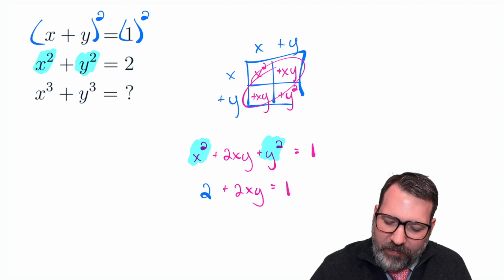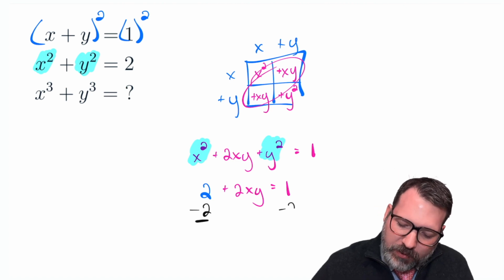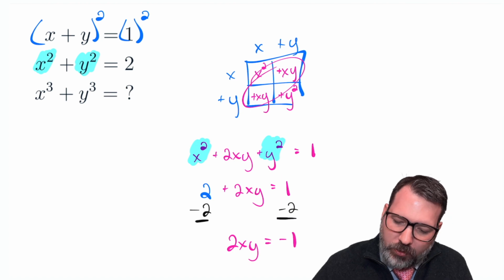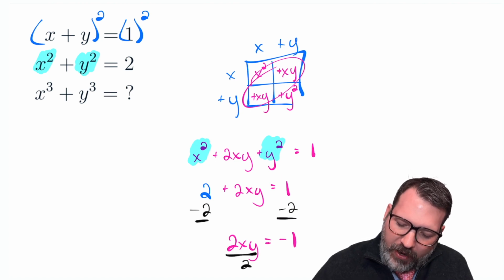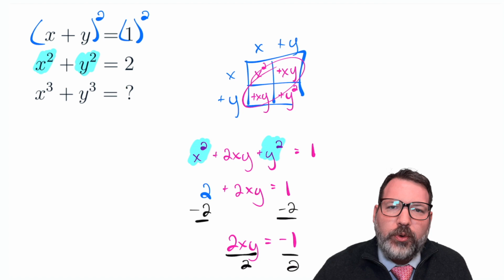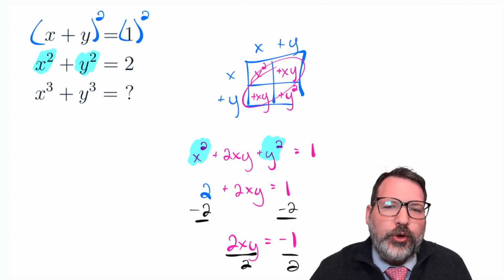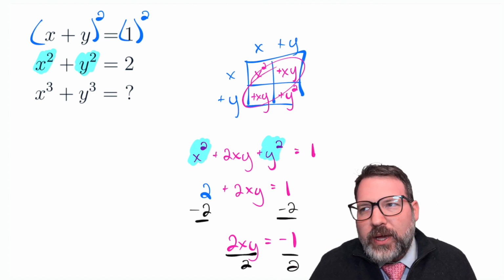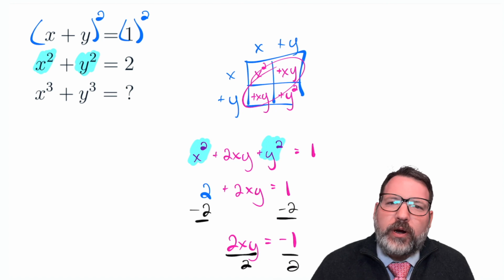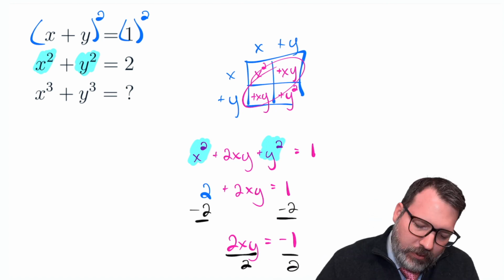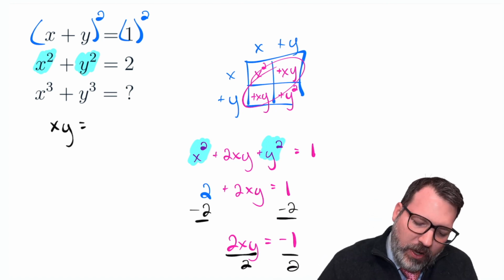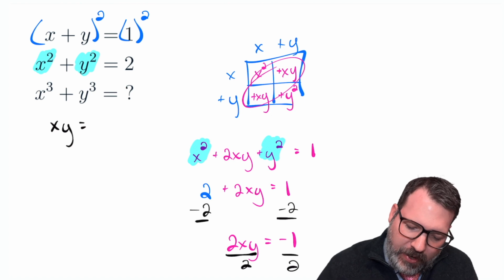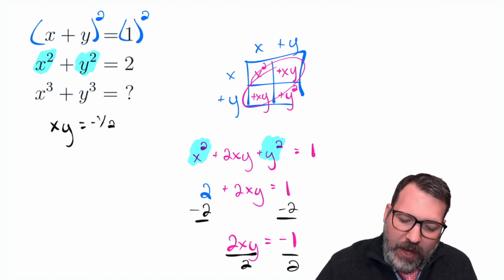We know the value of x times y. If we subtract 2 on both sides here, we get 2xy is equal to -1, and then if we divide by 2, we get what appears to be a new piece of information. It's not really new. We had the information before, it just wasn't in this format. Let's put that over here along with the other information we have. x times y is equal to -1/2.